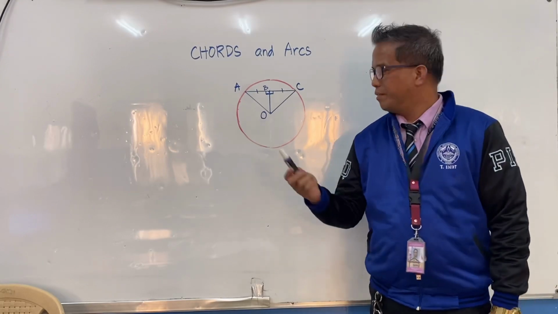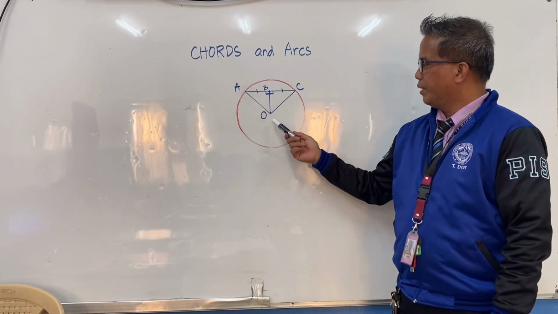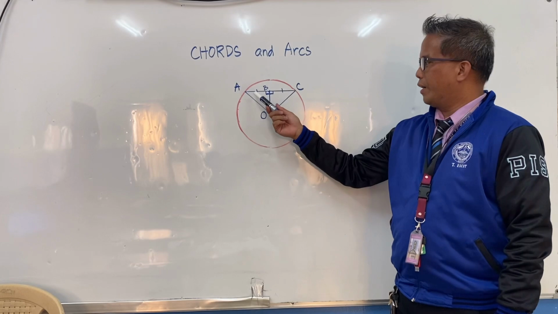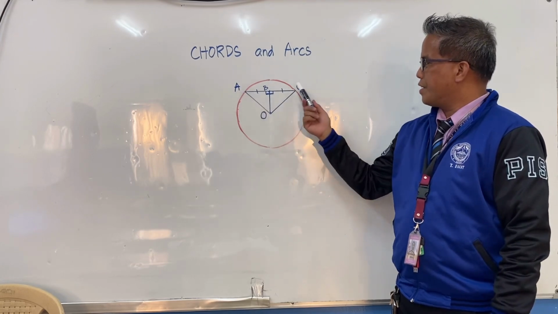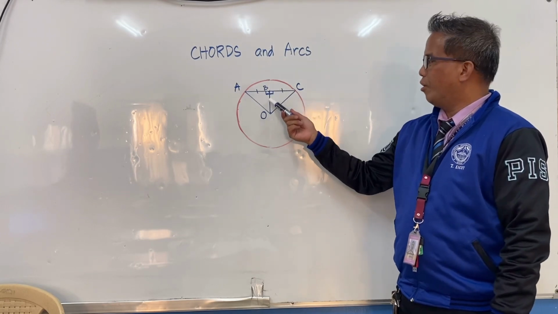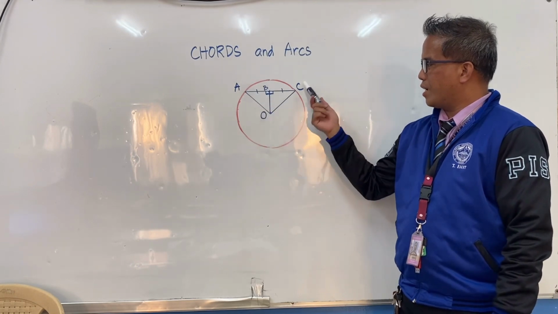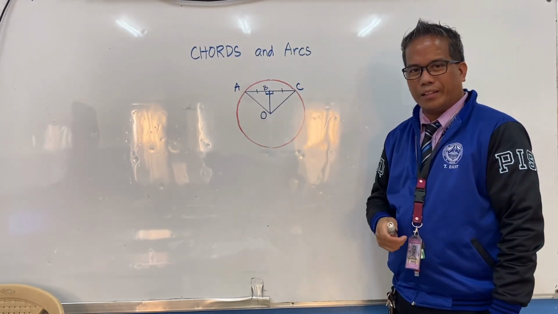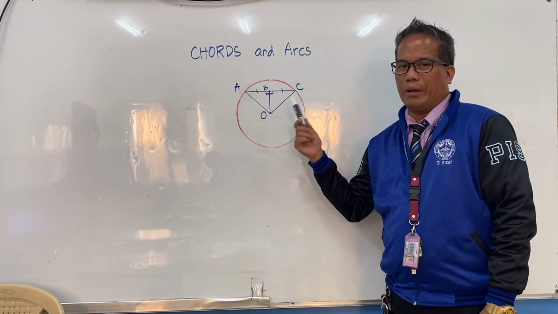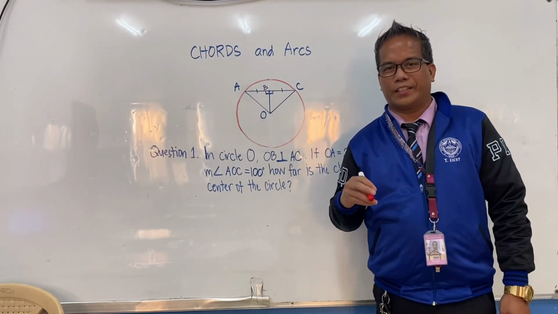How about this figure? This is circle O. If OB is perpendicular to the chord AC, then segment OB bisects angle AOC. So when we say bisect, it divides the angle into two equal parts. So they are congruent. Let's try this example.